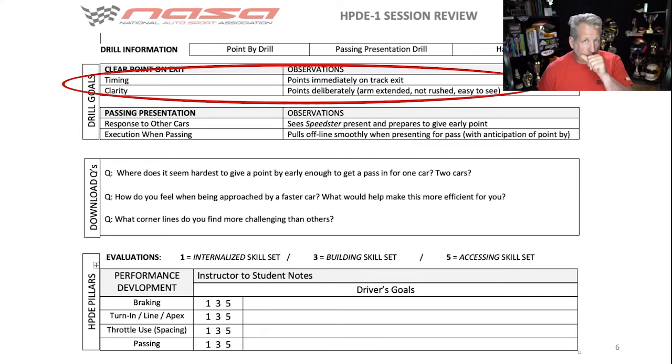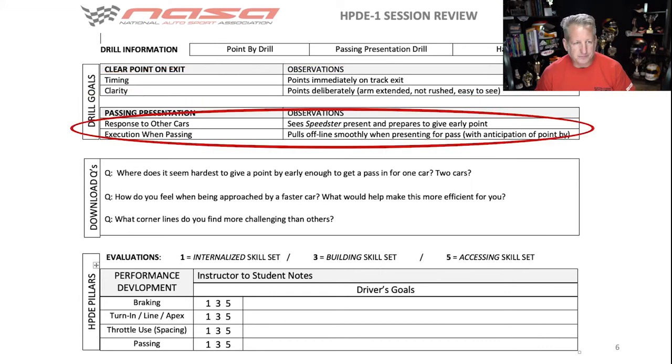point-by. Now keep in mind, there's no passing going on. This is strictly arm out the window, expeditious practice. And you can see here, they're pointing deliberately, arm is extended and not rushed. It's easy to see. So that is the point-by drill.